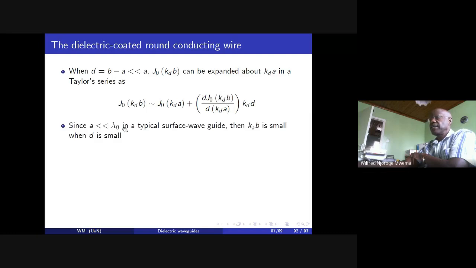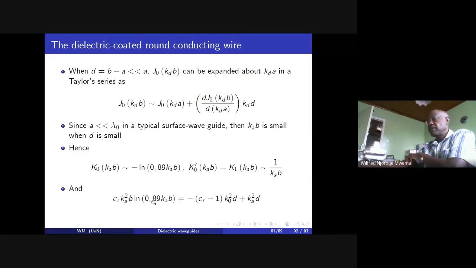of that nature. And since a is much smaller than the wavelength in air for a typical surface waveguide, then Ka of b will be small whenever d is a small value. And hence, we can always write that function K0 of Ka is approximately the natural log of 0.89 multiplied by Ka of b. And the other value, the derivative, is just going to be approximately 1 by Ka multiplied by b. And therefore, these values, when we use the relations, we'll get those values coming into play.